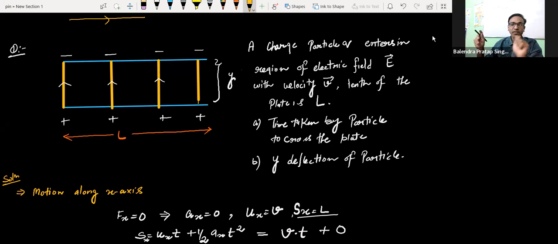Okay, and the length of this plate is capital L, and the vertical distance between the positive and negative plates is small y, and the horizontal distance is capital L. So the question is, a charged particle Q enters a region of electric field capital E with velocity small v. If the length of the plate is capital L, then you have to find the time taken by the particle to cross the plate, and the y deflection of the plate.